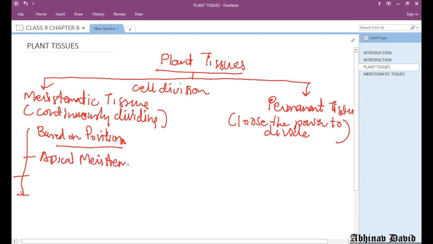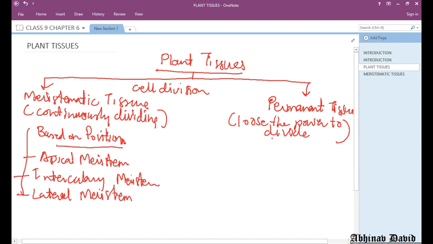This is the first meristem. Then intercalary meristem, and the third one is lateral meristem. So we are going to study them individually one by one afterwards.